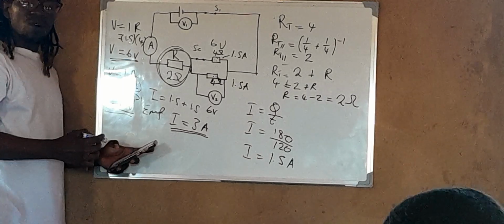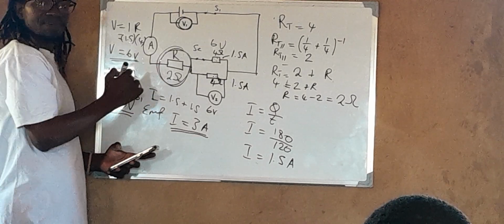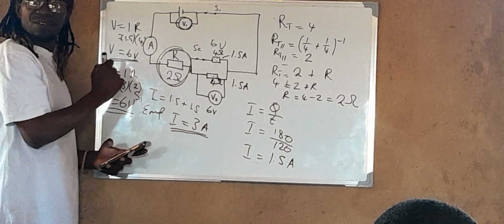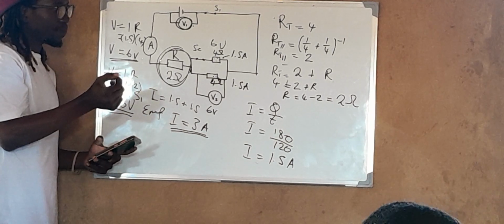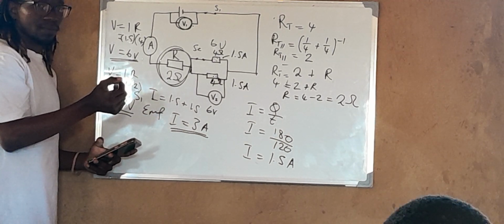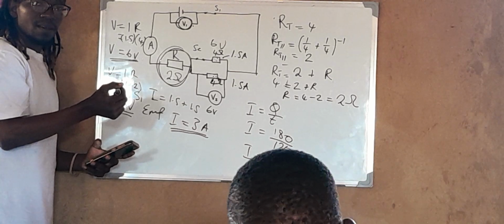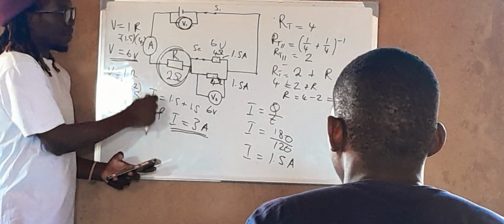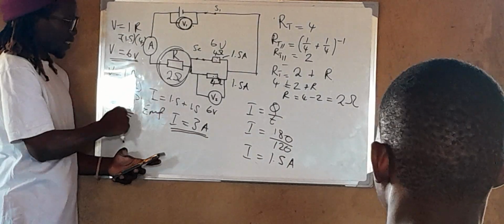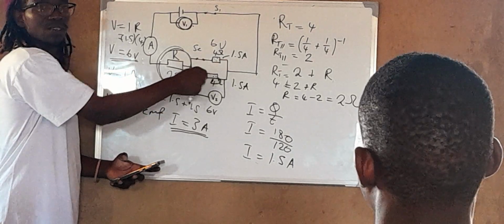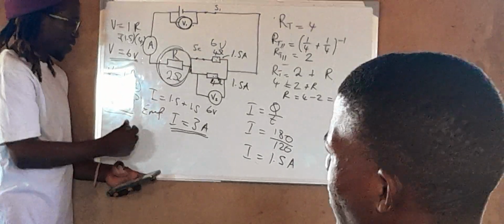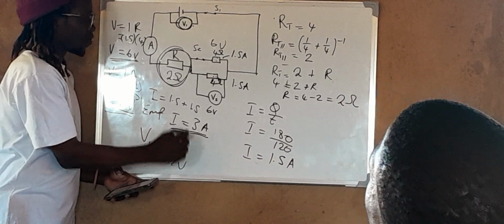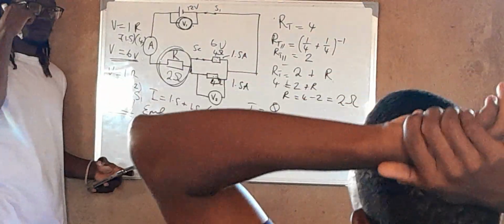Now what is the voltage passing through this one? Don't forget that for voltages in series, we add them. How many here? 6. And how many here? 6. So 6 plus 6 gives us 12. So the voltage is 12 volts.